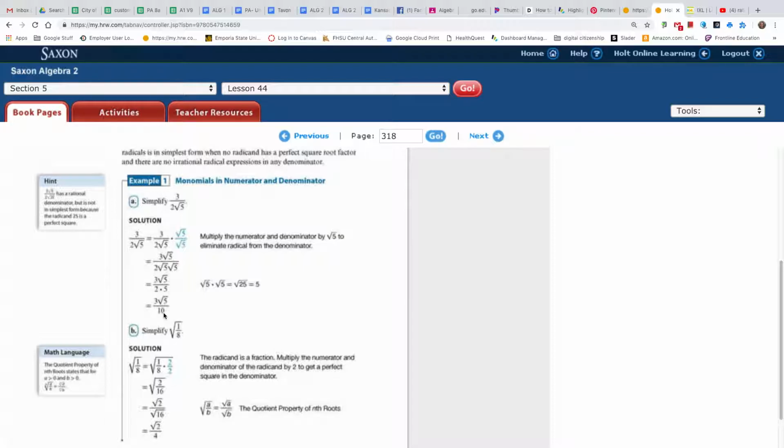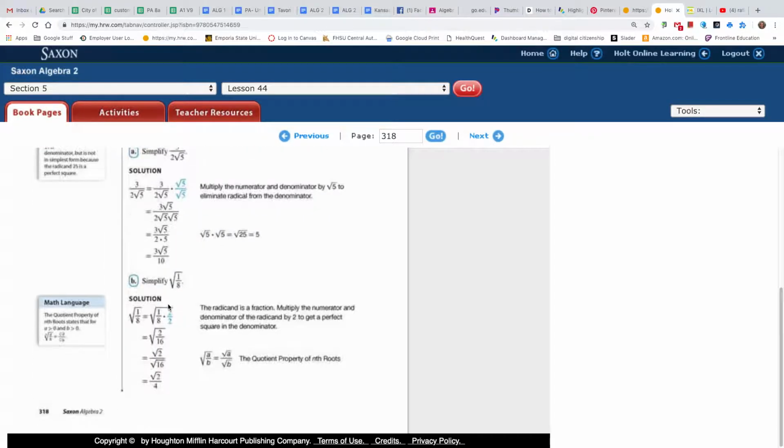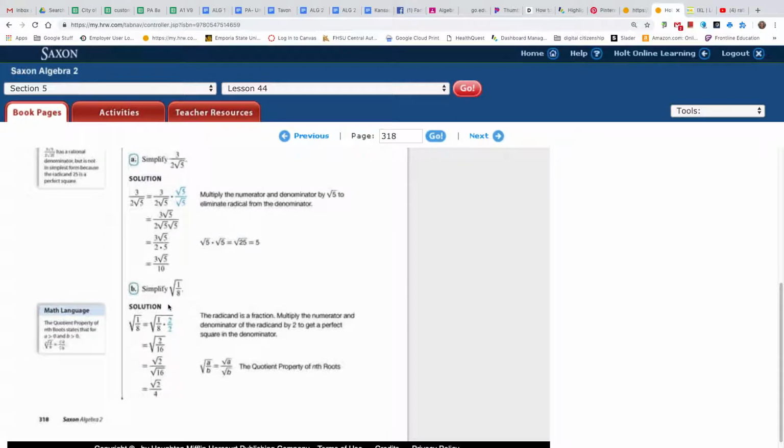2 times 5 is 10. 3 square root of 5. Remember, we talked about breaking down that radical using tree method or perfect square method, but 5 is prime, so he's done. Okay? All right? Now, B is very similar to A. It just looks different because they've put that whole fraction under the radical.